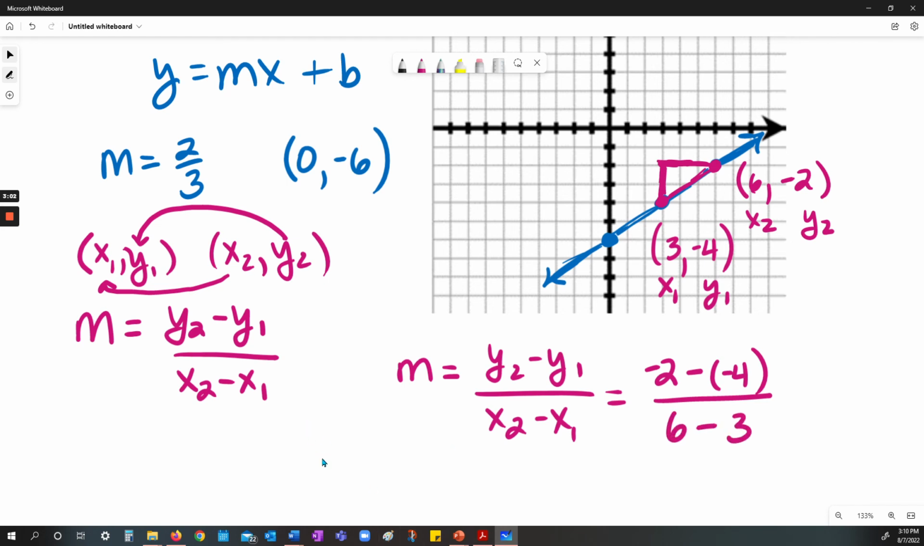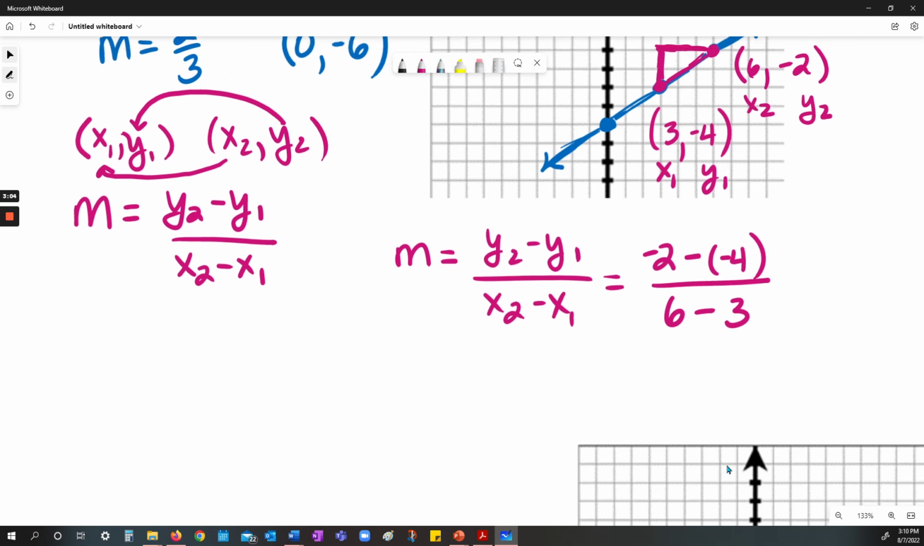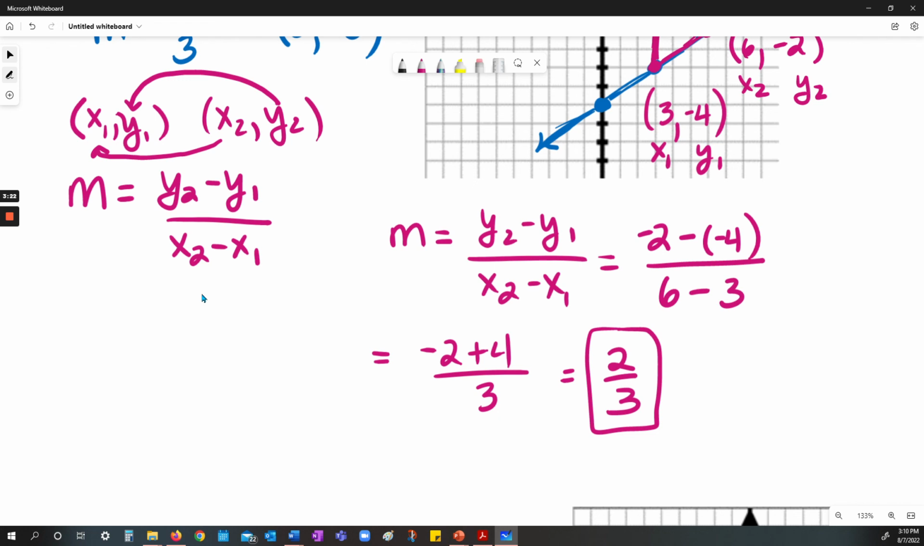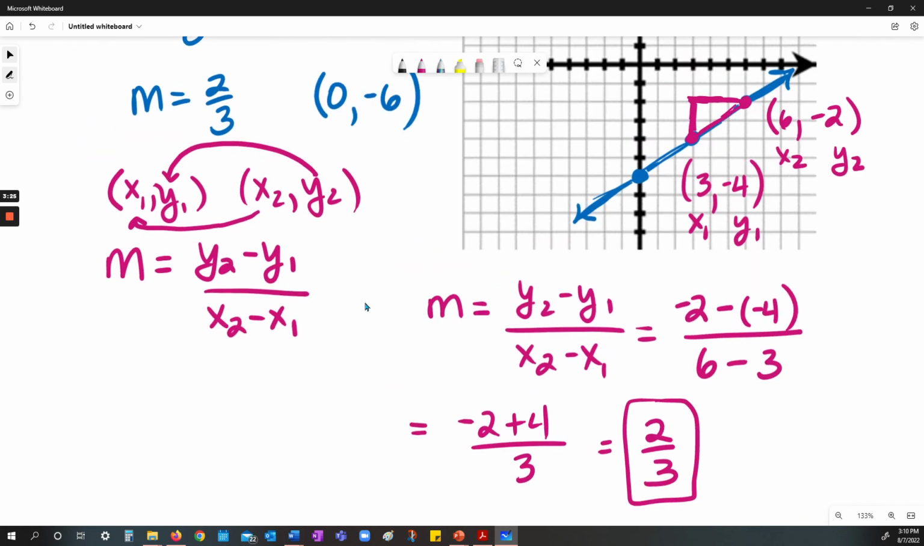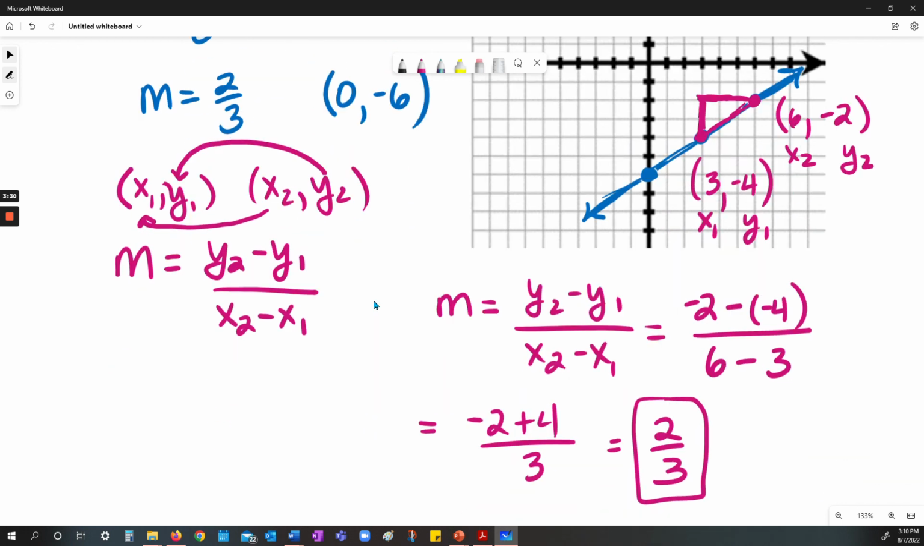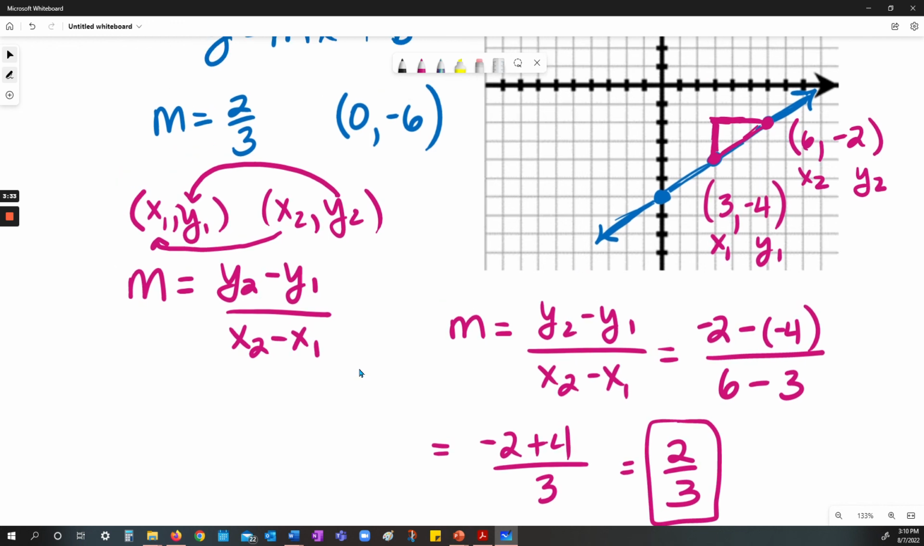So now cleaning that up. Let's move that little guy down. Clean that up a little bit. So we're going to get -2 plus 4 over 3. So 2 over 3. Oh, that was the slope that we had gotten by comparing to the slope-intercept form of the line. That was our original m. And so it's all kind of interconnected. So you should be able to find the slope of a line given 2 points by using the slope formula.